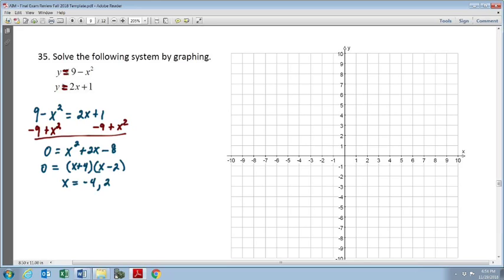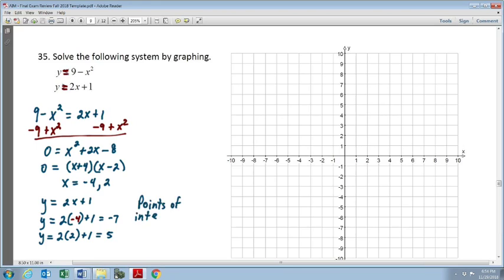So we need to find the corresponding y values. If x is negative 4, I'm going to go ahead and use y equals 2x plus 1. We could use either equation here. So let's plug in negative 4 for x. 2 times negative 4 is negative 8, plus 1 is negative 7. If we plug in 2, our other solution for x, we get 2 times 2 plus 1. We should get 5 there.